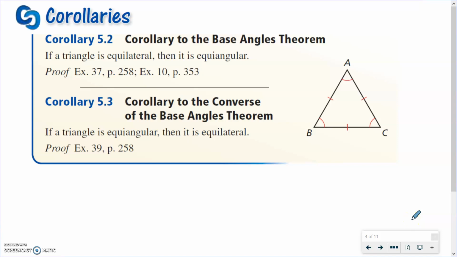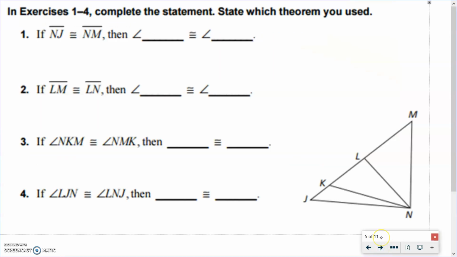And then with equilateral triangles, if all three angles are the same, then all three sides are the same. And if all three sides are the same, then all three angles are the same. So if it's equilateral, then it's an equiangular triangle. And also if it's equiangular, then it's an equilateral triangle. So we can use that to help us talk about some properties of different triangles.